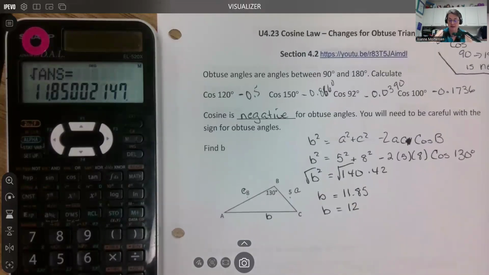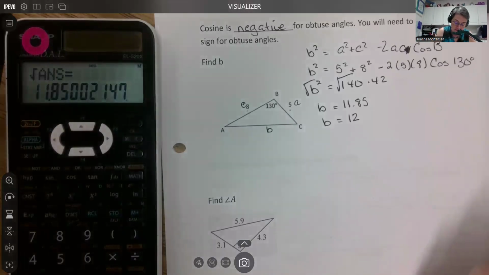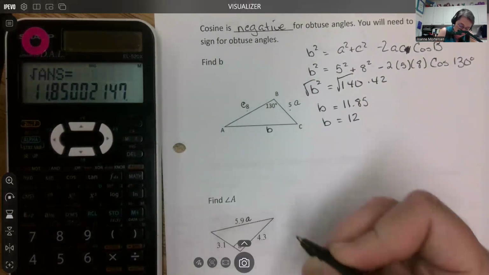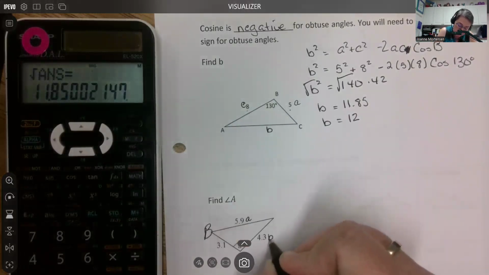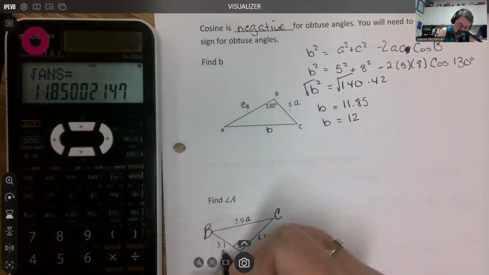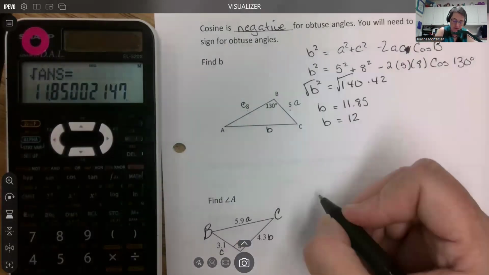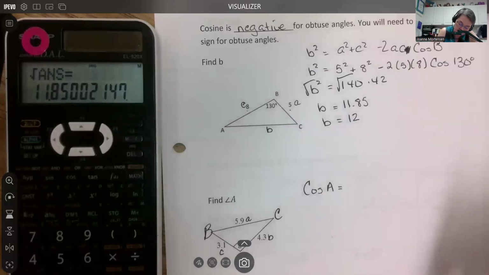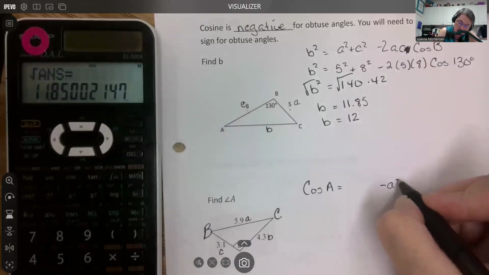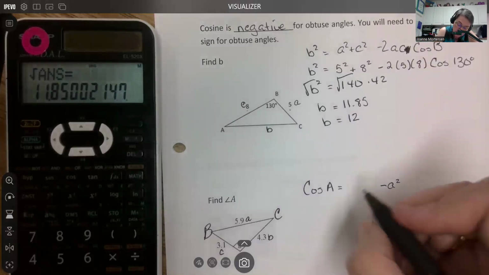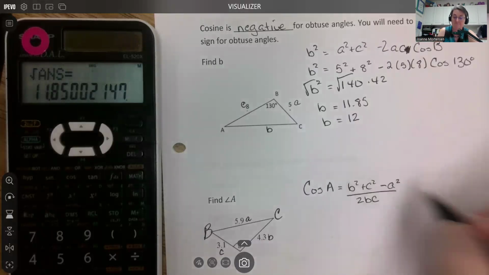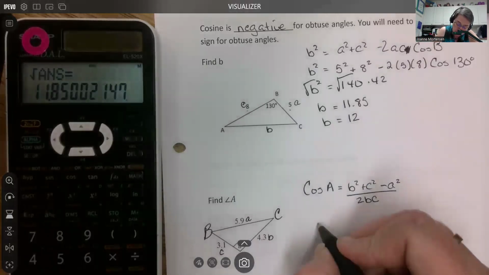All right, let's do this again. Find angle A. Okay, so big A goes there. Make that little a. We'll make this big B, little b, and we'll make this C and little c. So we're going to find angle A. So cos A is equal to, I know it's minus a squared. You guys have these memorized, but this is how I get away with it. b squared plus c squared minus a squared over 2bc. Matchy, matchy, matchy, matchy.